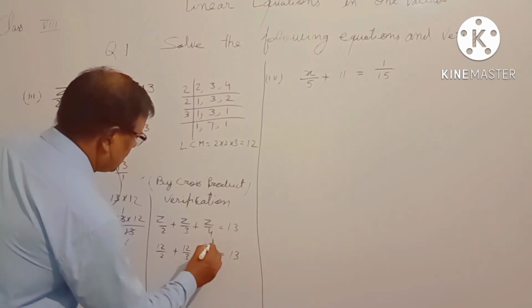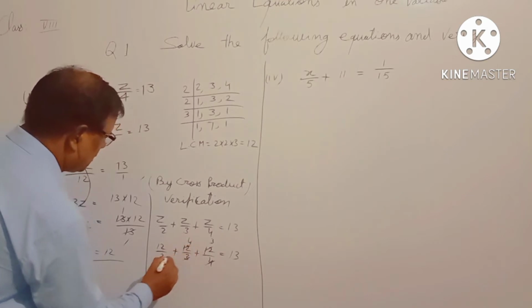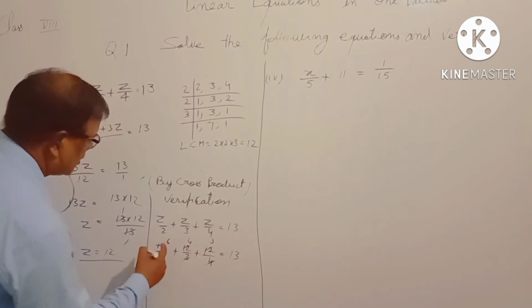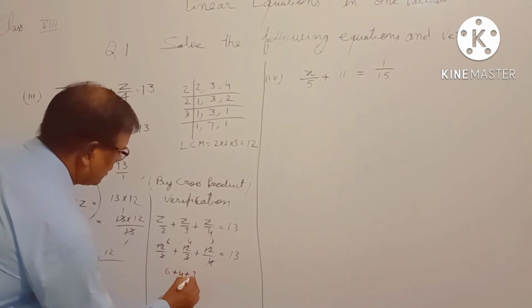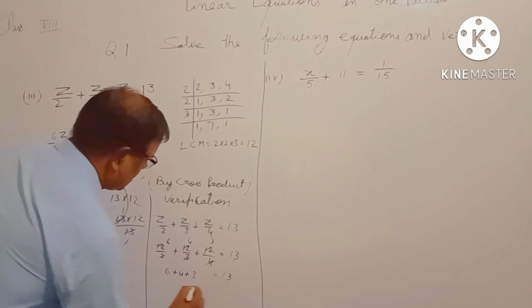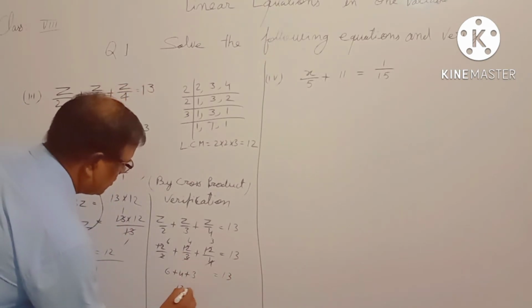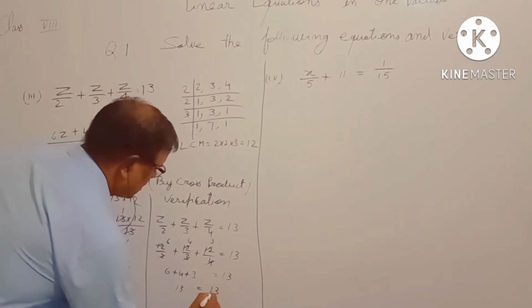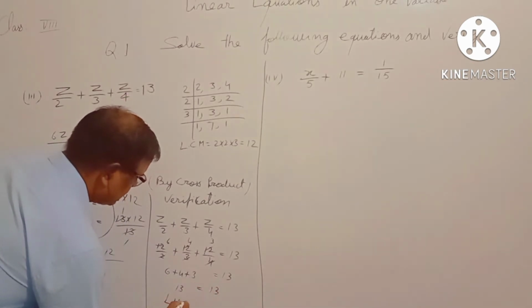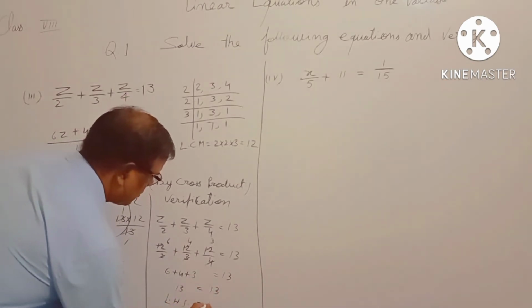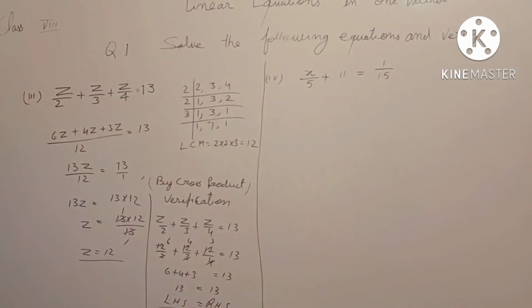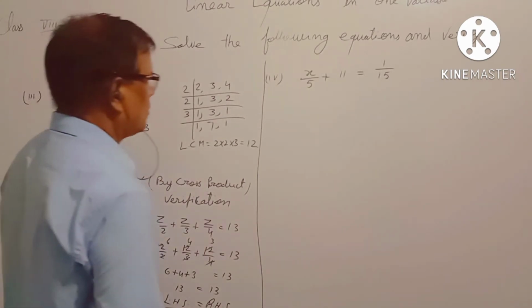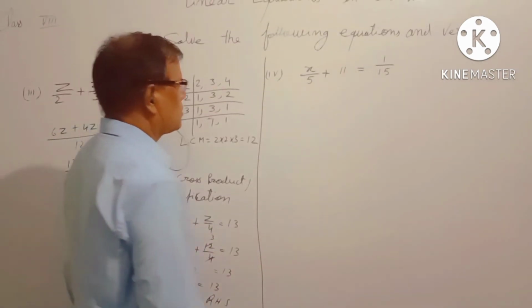Now 4 threes are 12, 3 fours are 12, 2 sixes are 12. Now we are seeing 6 plus 4 plus 3 equal to 13. Now we add this side also. Then 13 equal to 13. LHS equal to RHS. Thus we have found both sides are equal. Now we have verified the solution also. Now we are going to solve the next question.